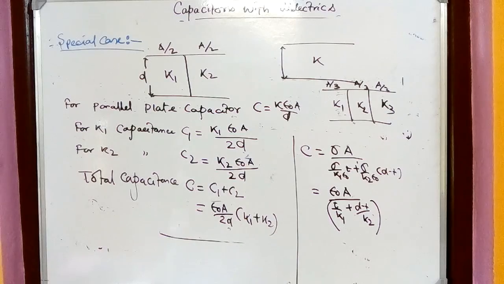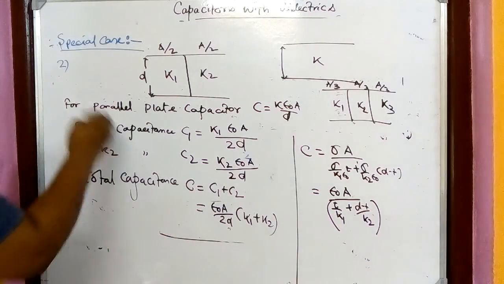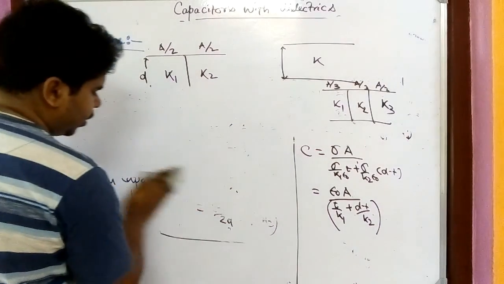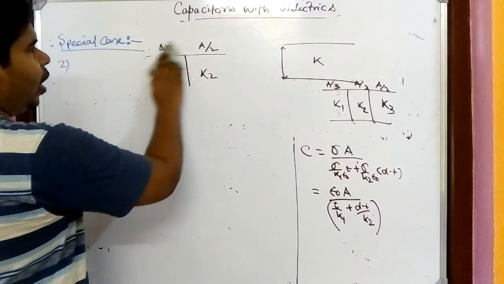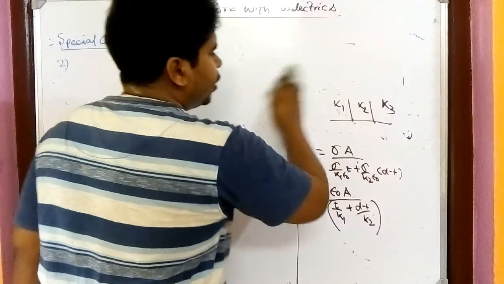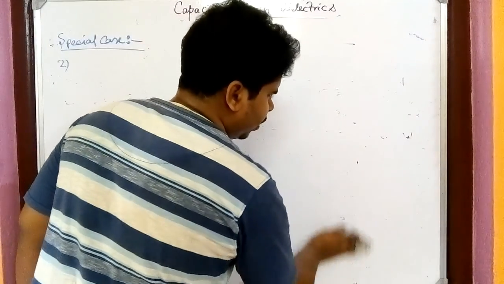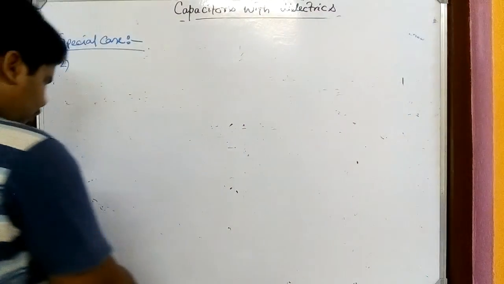Okay, now we'll go for the third special case. This is the special case number 2. Now we'll go for special case number 3. Okay, so for different introduction of that dielectric slab, how the capacitance can be changed. Okay, so this portion is not needed for us now.